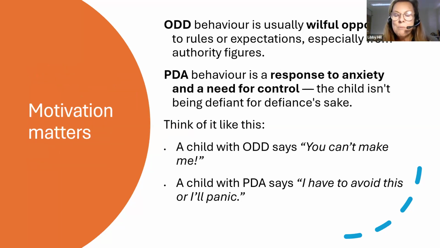What we need to look at is the motivation behind the behavior, because it's the motivation that is key. It's the motivation that matters. With ODD, the behavior is usually willful opposition to rules or expectations, especially from authority figures. Whereas with PDA, the behavior is a response to anxiety and a need for control. The child is not being defiant for defiance's sake. If we think of it like this, a child with ODD says, "You can't make me." A child with PDA says, "I have to avoid this or I'll panic."